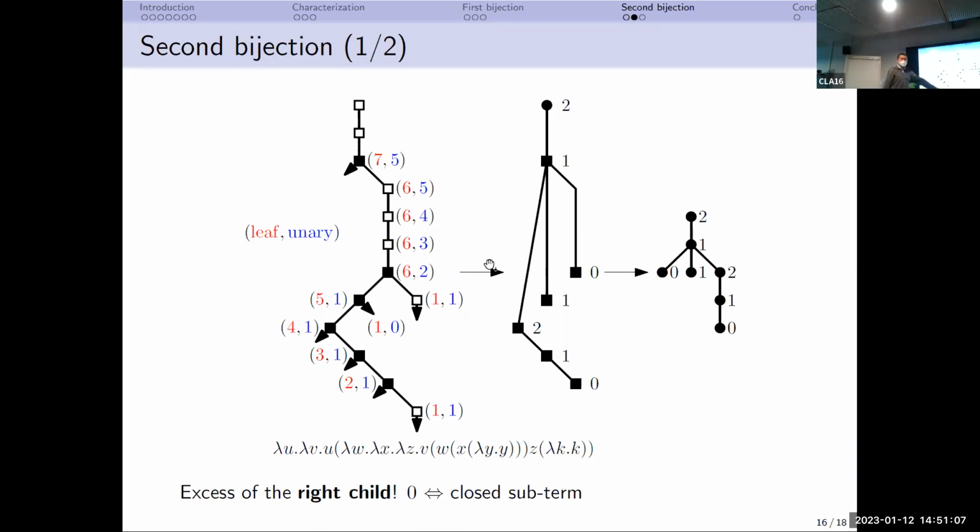And in the case when we have 0 free variables, what we get is a closed subterm. So each time we see a 0 label, it means that we have a closed subterm somewhere. It also explains why on the leaves we may have 0 or 1, because the leaf can be a variable. In this case, it's a 1 because it's a free variable. But it's also possible that it gets consumed directly by an abstraction just before it. So 0 corresponds to closed subterms.